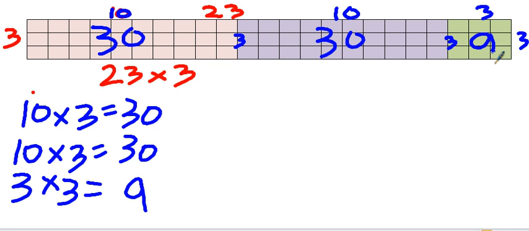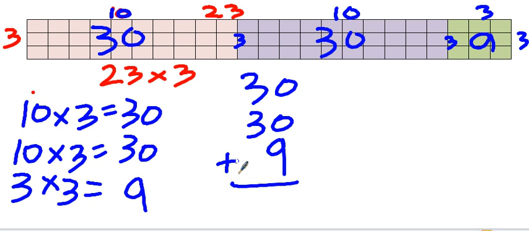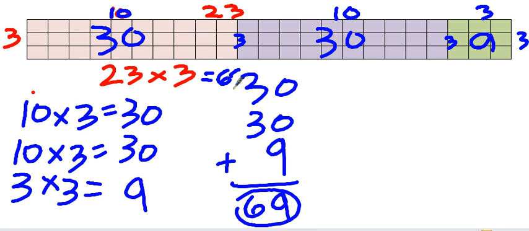Okay, so I have all of these partial products. I found parts of the answer of this 23 times 3. So now I'm going to add them all up. 30 plus 30 plus 9. 0 plus 0 plus 9 is 9. 3 plus 3 is 6. The answer is 69. So all of these together, 23 times 3 is 69.